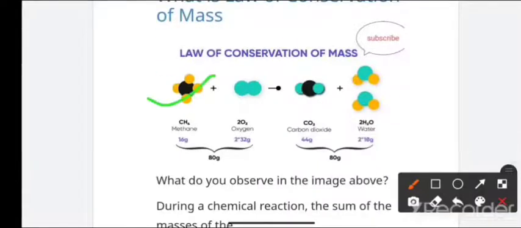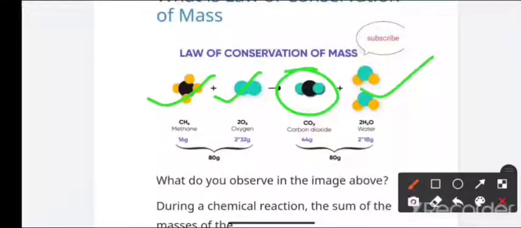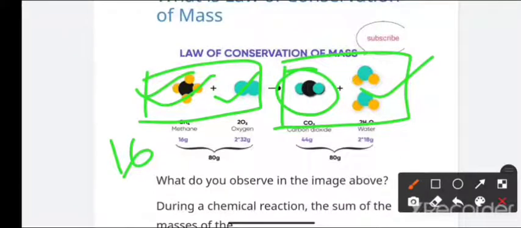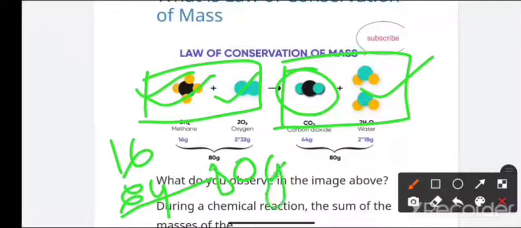Here we take CH4. Methane reacts with oxygen to form carbon dioxide and water. These two are the reactants and these two are the products. We found the mass of methane is 16 gram and the mass of oxygen is 64 gram. When we add these two, it is equal to 80 gram. That means the mass of the reactants is equal to 80 gram.